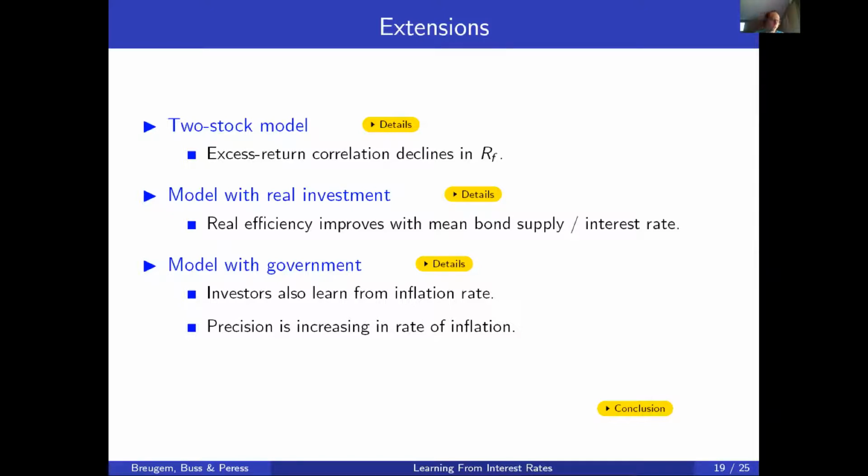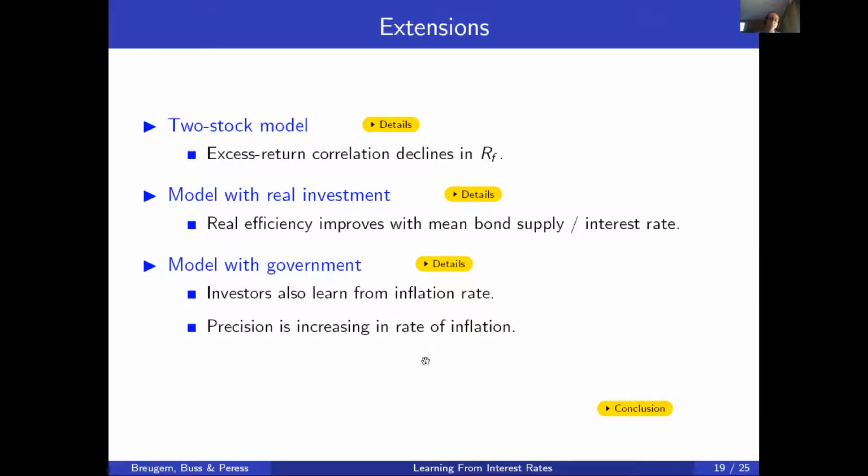So again, to the extent that interest rates are cyclical, this leads to a bigger co-movement between stock returns in times of high interest rates. We put into the model real investment, so it's not just a nominal model or a model in an exchange economy. We can put in a real sector, and we can naturally show that improved informational efficiency leads to improved real efficiency or allocative efficiency. So this speaks to the efficiency of the economy.